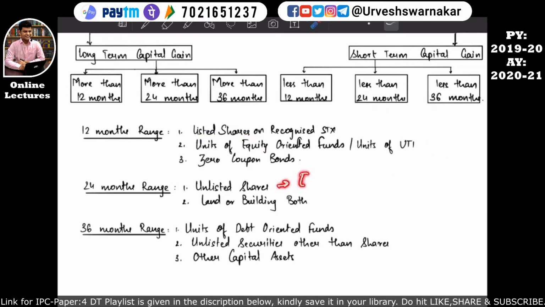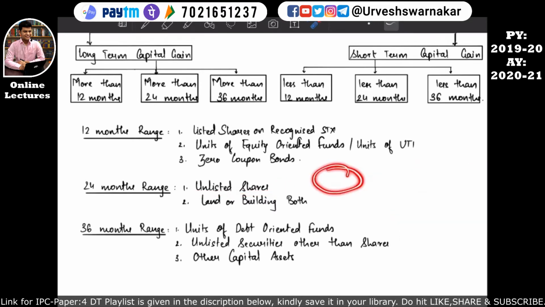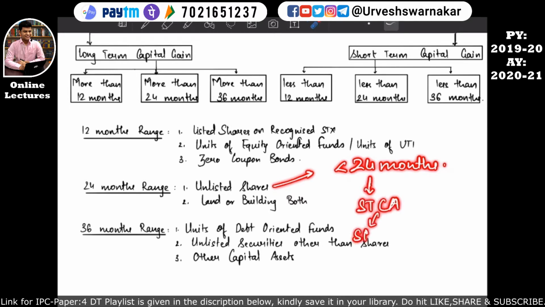But if equity shares are of a company which are unlisted, that means the equity shares are of a company which is not listed on stock exchange, then such equity shares will be known as unlisted shares, and if these unlisted shares are the capital asset, then in which range will it fall? It will fall in the range of 24 months. That means if these unlisted shares are held for a period of more than 24 months, then it will be considered as long term capital asset, and on this long term capital gain will be calculated or long term capital loss will be calculated. I hope this is quite clear. But if these unlisted equity shares are held for a period of less than 24 months, then it will be considered as short-term capital asset, and on this short-term capital gain will be calculated or short-term capital loss will be calculated. I hope this is quite clear to you all.